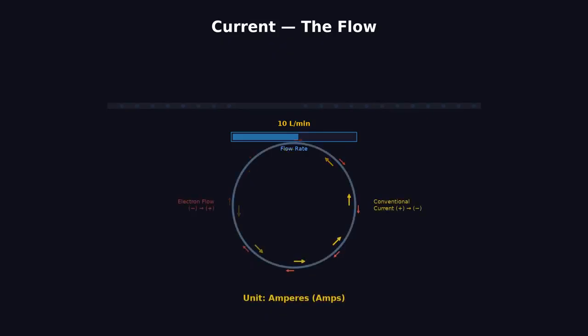But here's a twist that trips up almost everyone. We define current as flowing from positive to negative, called conventional current, even though the actual electrons are moving the opposite direction, from negative to positive. The math works either way, as long as you're consistent.